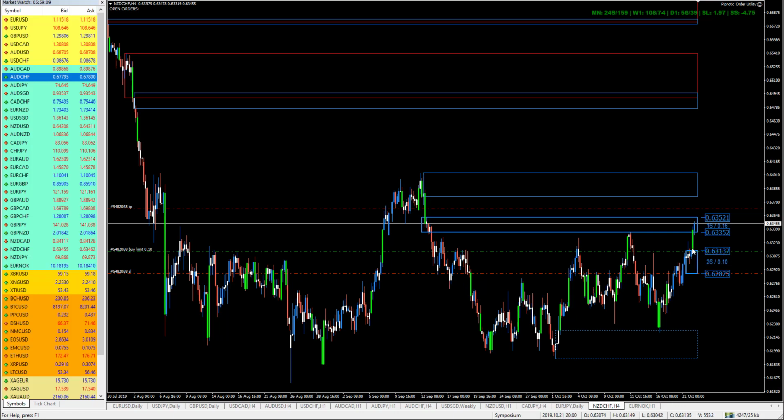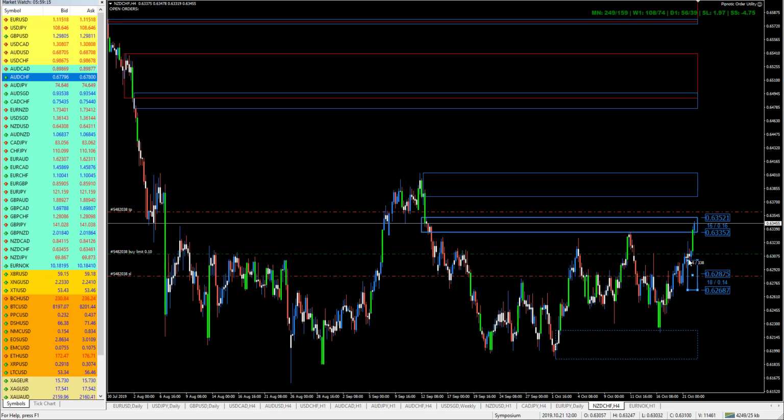You might even want to do something like this, where you move the entry down to the low of the wick, because this is where the slingshot was pulled back to. So we have something like that. We'll keep an eye on that, see what happens. This is a 63.10 area.